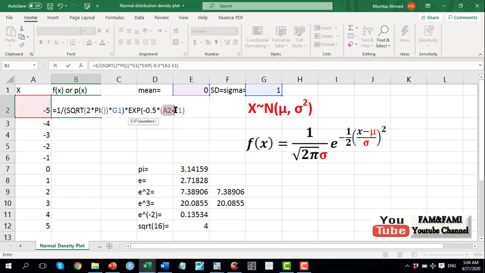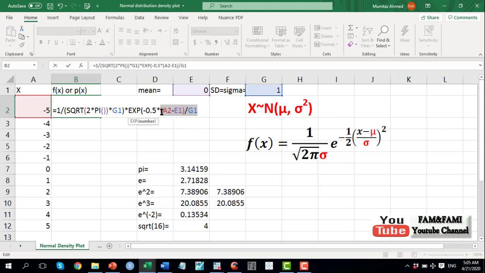So this is x minus mu, and this parenthesis means we have calculated this expression, and now this expression is being divided by sigma. So put slash and then sigma here. Now we have this expression, x minus mu over sigma. X is located in A2, the first value of x, which is minus 5, minus mu is located in cell E1, whole over sigma, which is located in cell G1. Once we have this expression in hand, we need to take the square of x minus mu over sigma, whole square.